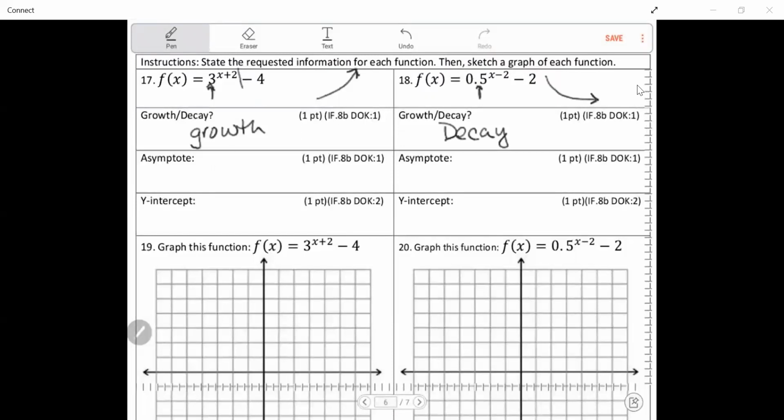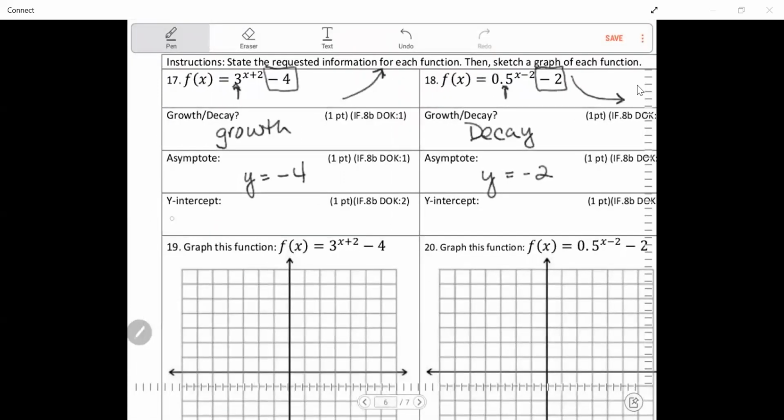Well, the asymptote is that number right there. We call that the k value. That's a y, so it's y equals -4 over here and y equals -2 over there. And then the y-intercept. The y-intercept is when x equals 0.